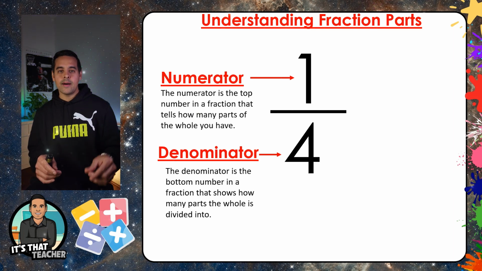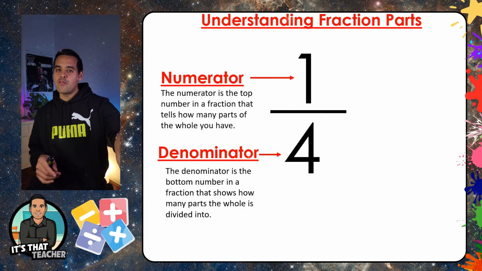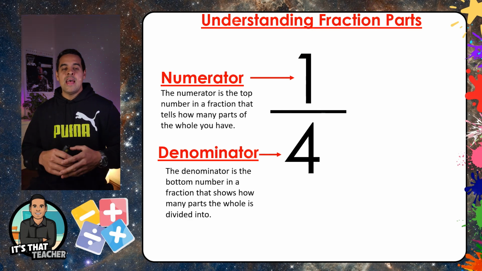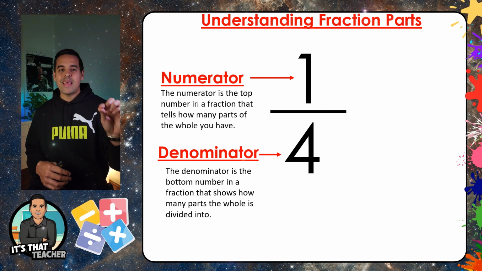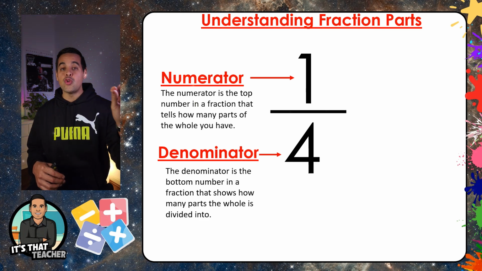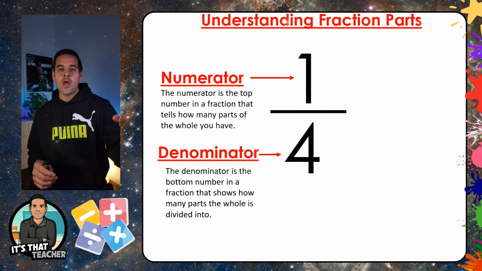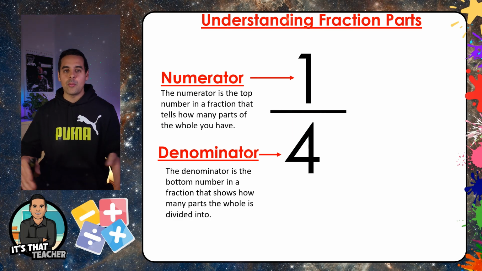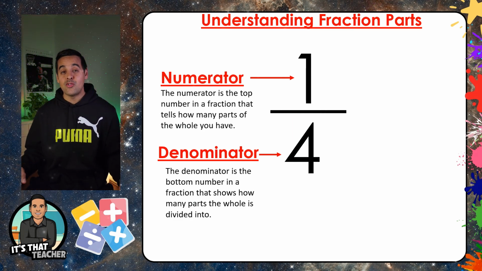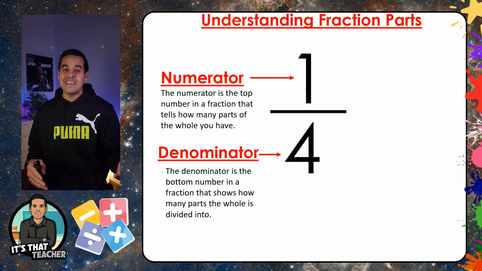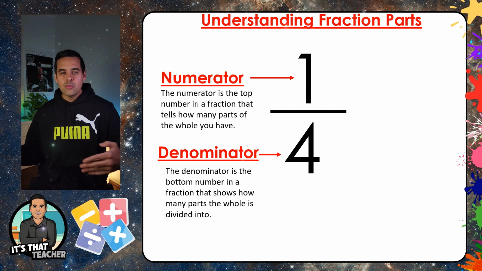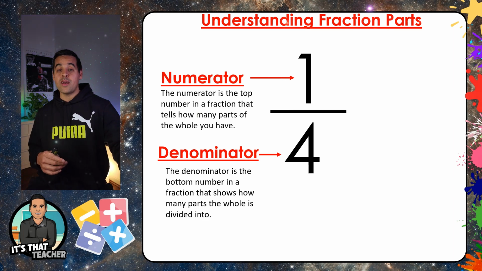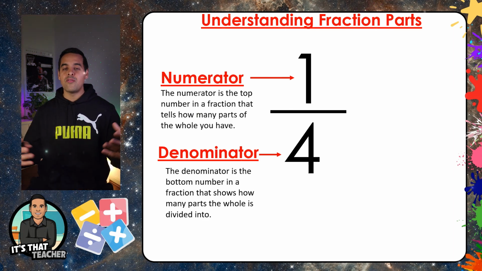Now the numerator: if I gave you one of those 4 pieces, 1/4 of that chocolate bar, the numerator tells how many parts of the whole you have. So you have 1 piece of the 4 pieces that the chocolate bar was originally cut into. That's just a little example to help visualize it. Think of it like that: a chocolate bar cut into 4 pieces, you received one of them, you have 1/4 of that chocolate bar.